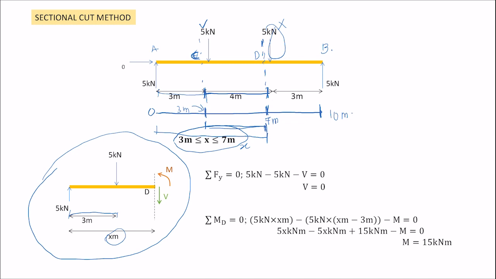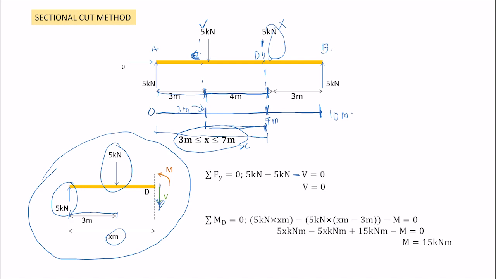I'll start calculating V first using the force equation. So total force Ry is equal to 0. We have one force going up here, so 5 kilonewton minus 5 kilonewton, it goes downward so it is negative. And we have V, which we take as going down, so it becomes minus V equal to 0. So V is equal to zero.